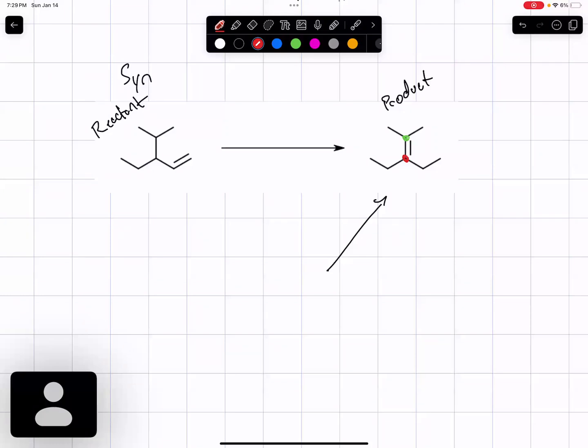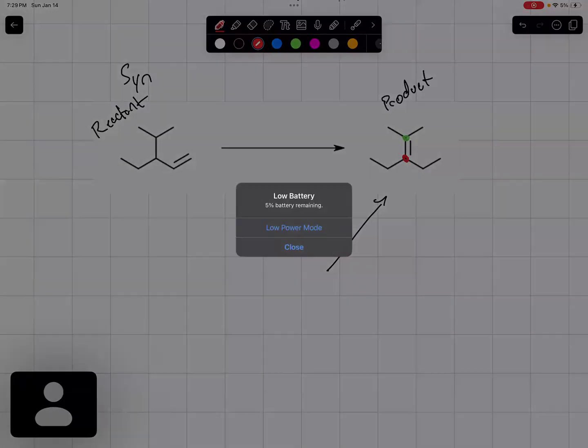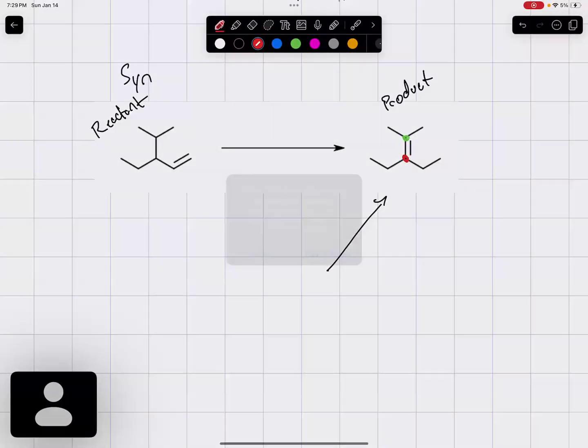Are you guys lost? No idea? Do you see it? Do you not see it? Do you smell the chemistry? If you don't smell it, okay.